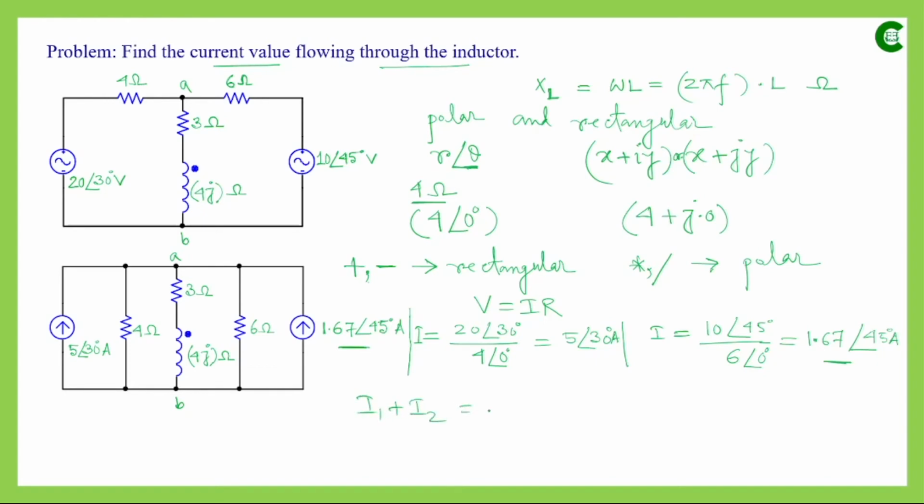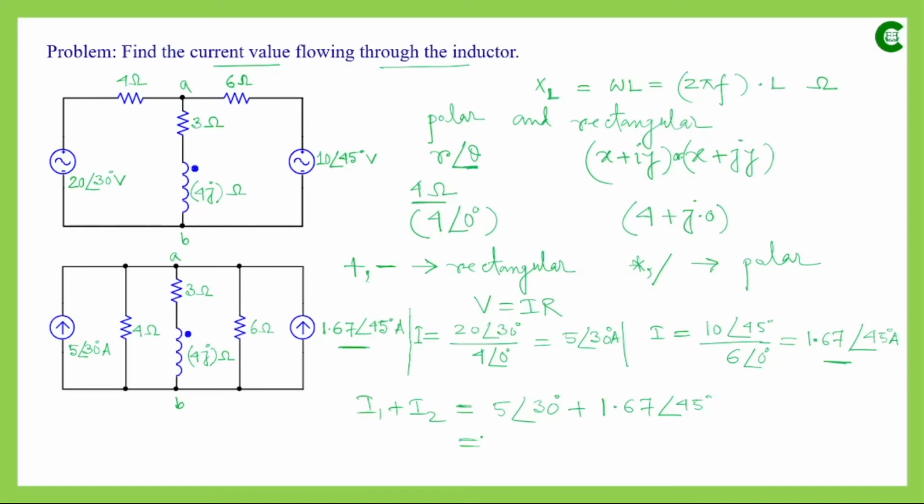So it will be 5 angle 30 degree, and this current source has 1.67 and then 45 degree, and this will be the net current value. But both the current values are given in the polar form. So what we have to do is first convert these values which are given in polar form into their corresponding rectangular form, and then add them.